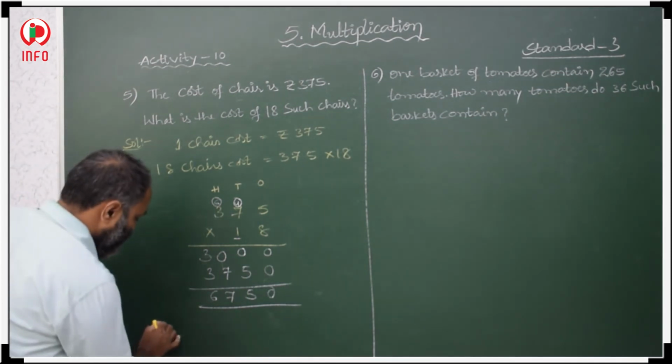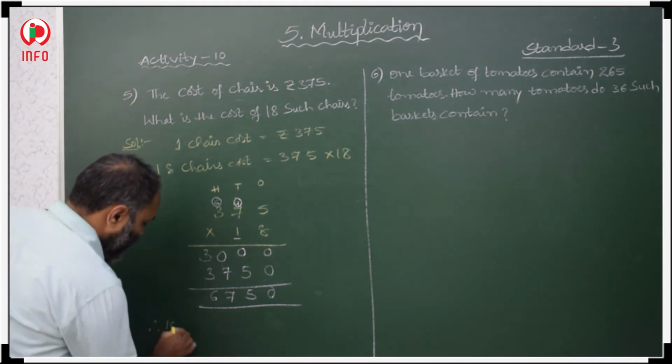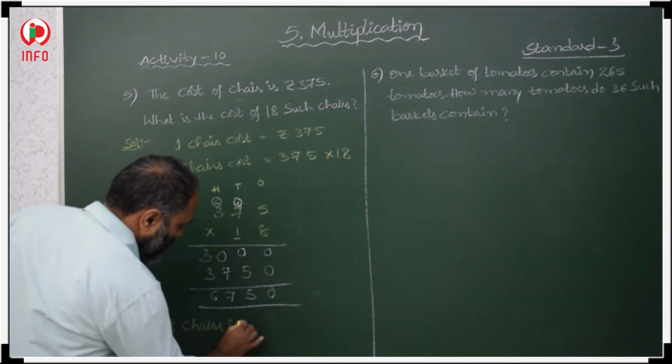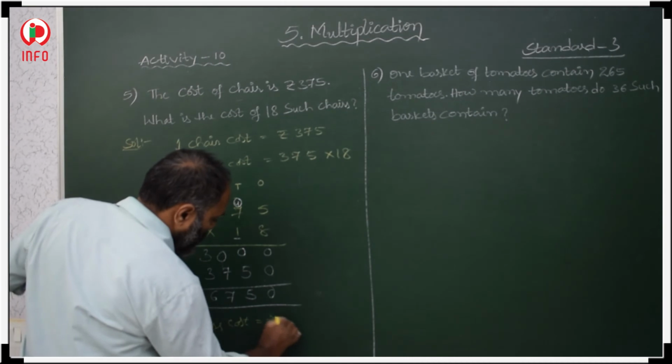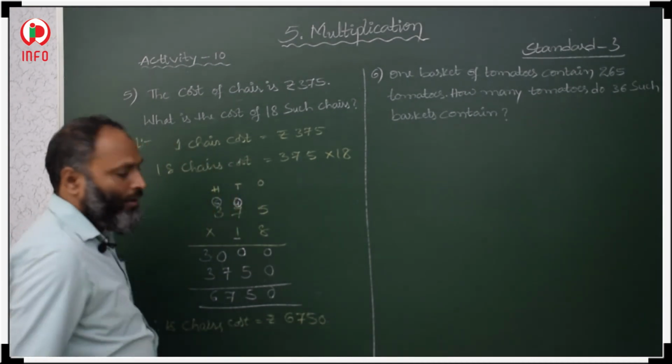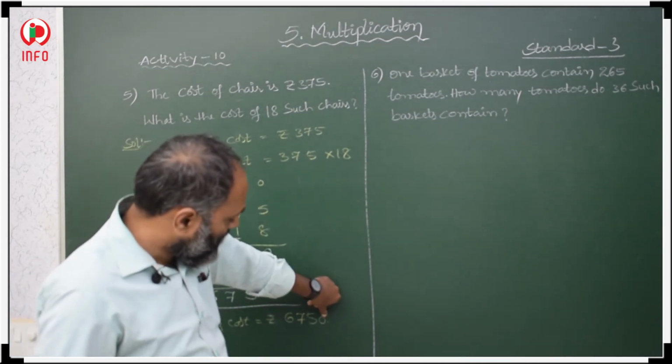Therefore, 18 chairs cost is rupees 6750. This is our total 18 chairs cost.